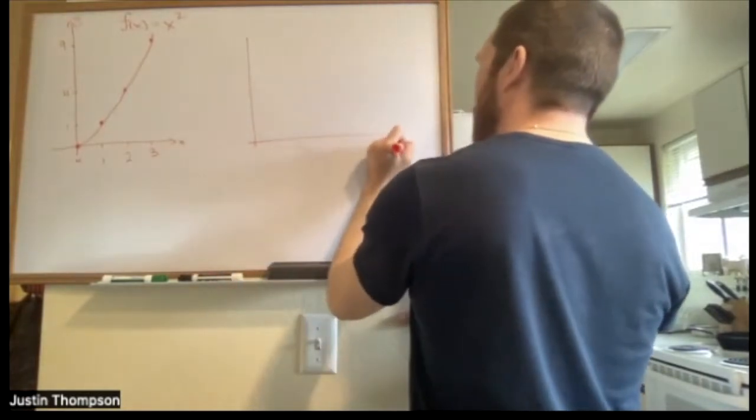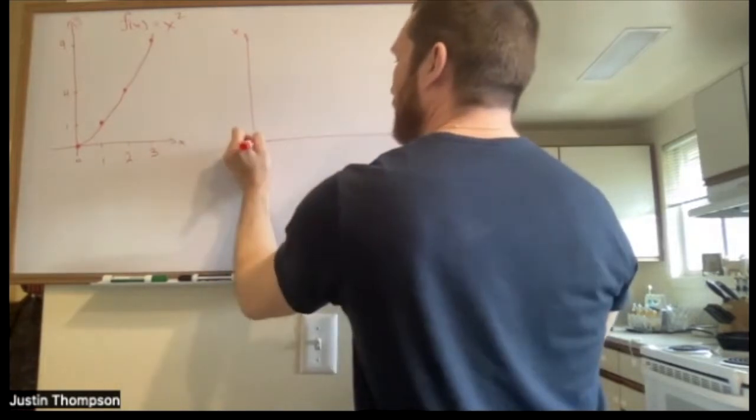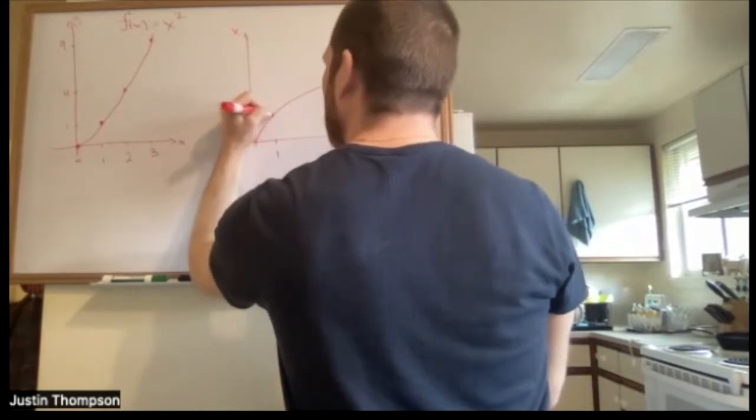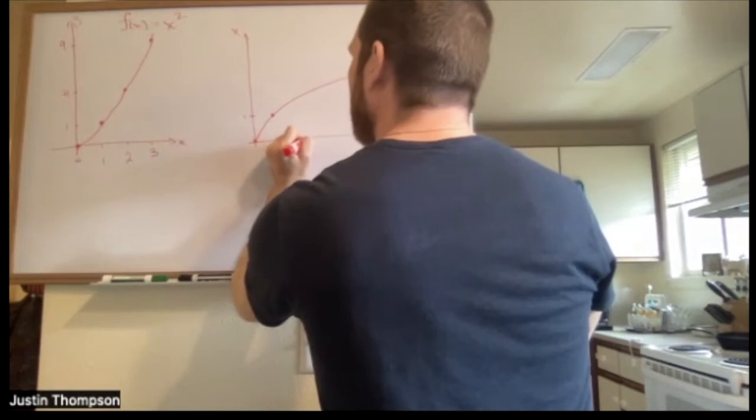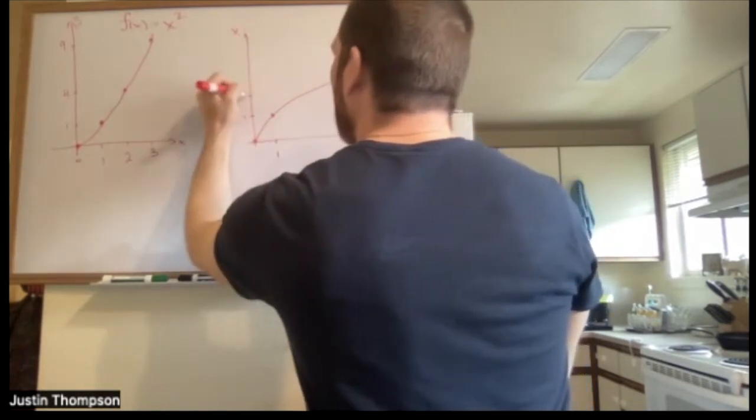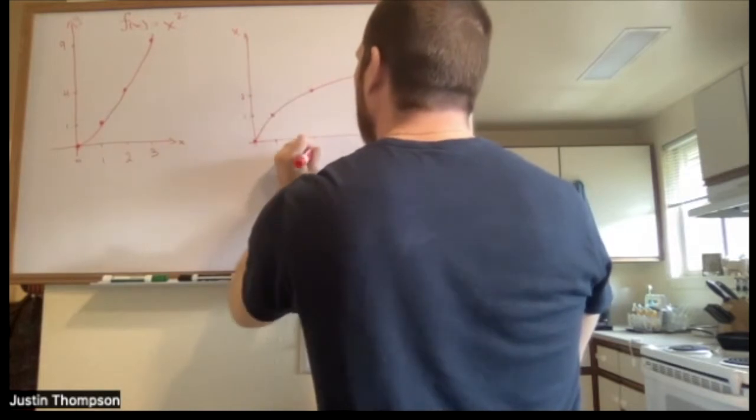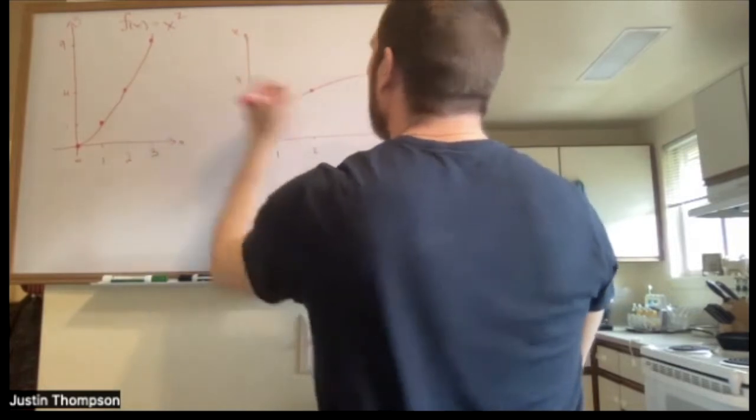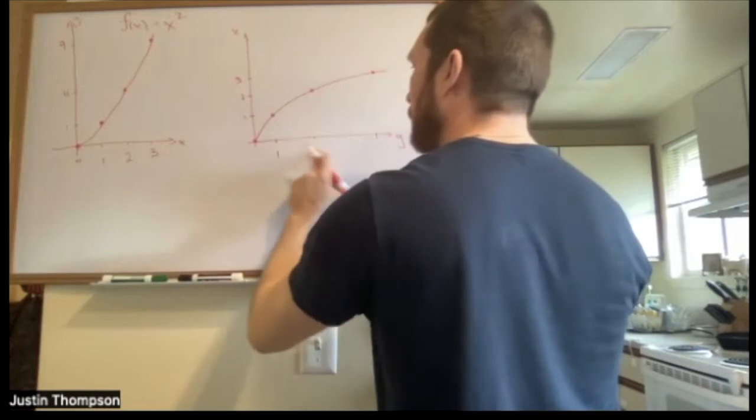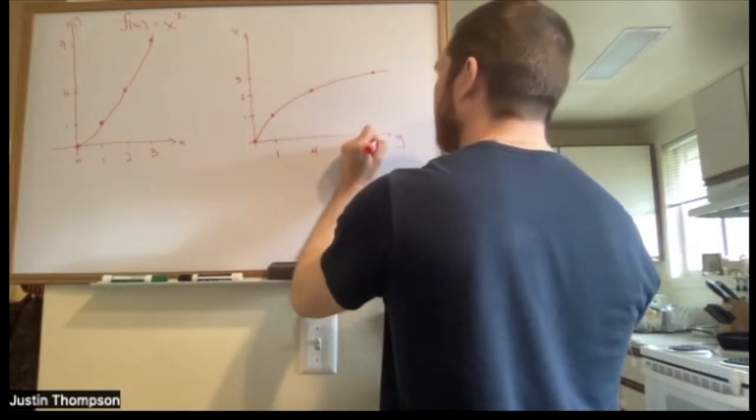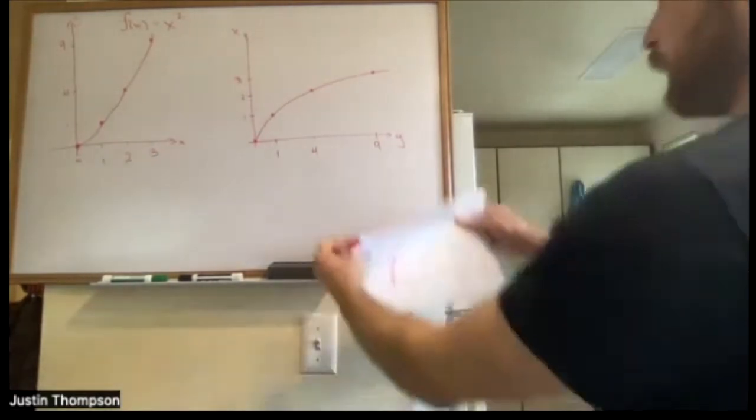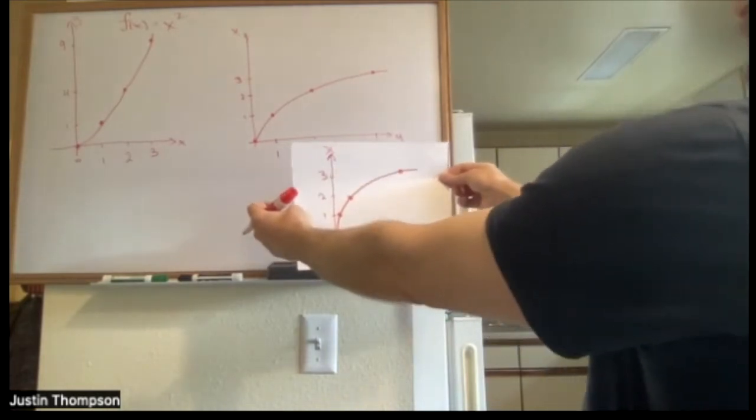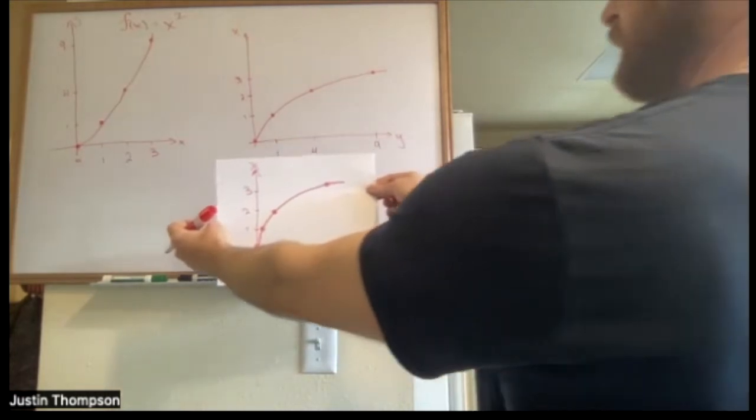Let's get both of these drawn. The Y is on the bottom, X is on the top. It goes like this. Plug in a 0, get out a 0, plug in a 1, get out a 1, plug in a 2... let me double check, make sure I did this right. 4, 9, yes.